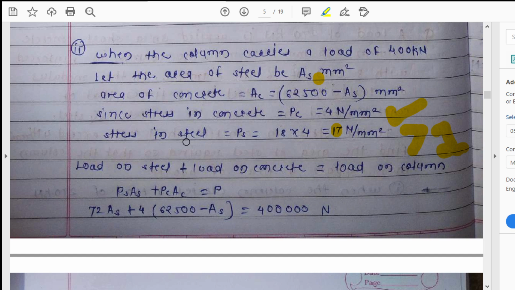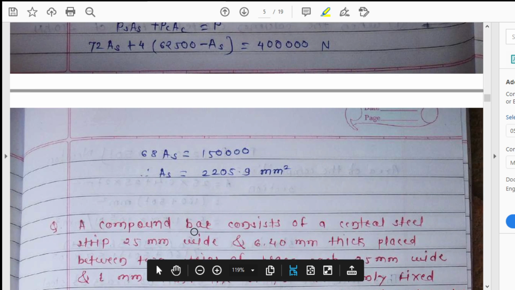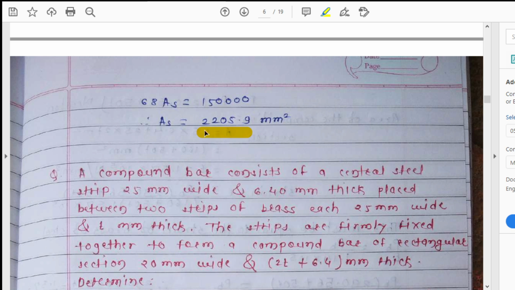So the next step from this is load on steel plus load on concrete equals load on column. So put all the quantities in this equation. We will get the area of steel as 2205.9 mm square. Now the area of steel for that stress value is 2200 mm square.